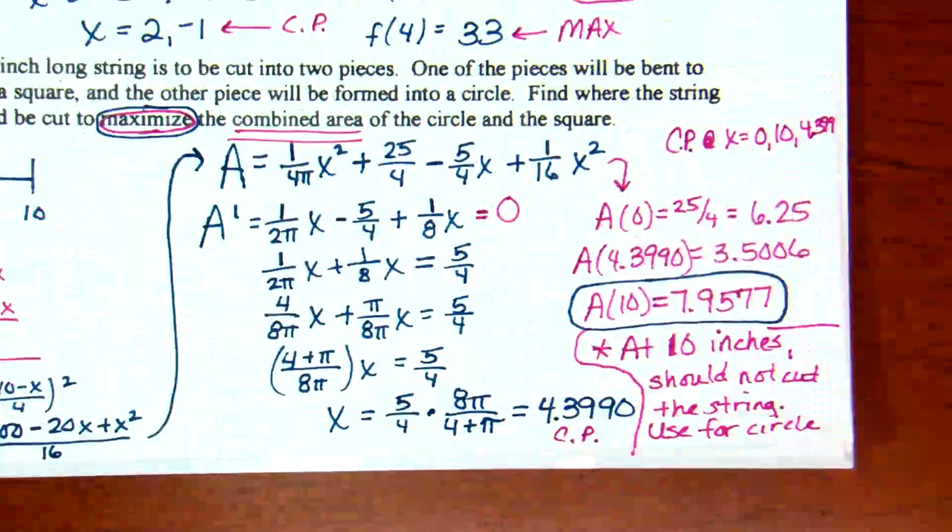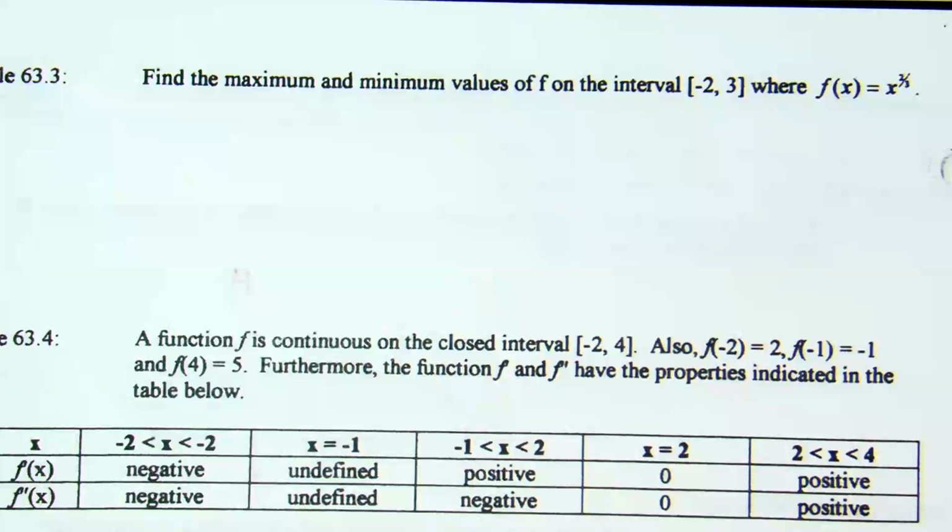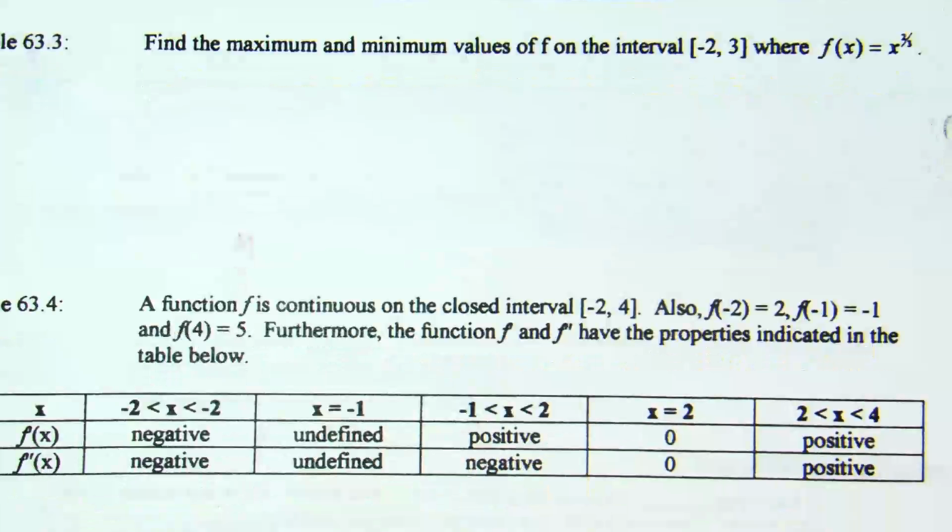Okay, on the back side. Forgot this is a long lesson. Sample 3. Find the maximum and minimum values of f on the interval -2 to 3, where f of x equals x to the 2/3. Okay, so where do we start? Okay, we've got to find f prime.